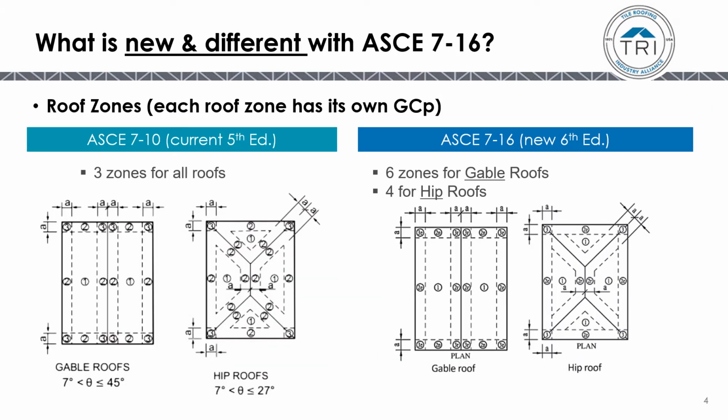The roof zones have changed. From ASCE 7-10, there were 3 zones for all roofs, 1, 2, and 3, with 3 being in the corners, typically with the highest uplift requirements. In ASCE 7-16, there are now 6 zones for gable roofs and 4 for hip roofs. They're still numbered 1, 2, 3, but now they differentiate whether it's at the eave or the ridge or at the other end of the roof, for example, on gable roofs. So they have a 2E or a 2R, depending on whether it's eave or ridge, with different values, or 3E and 3R for ridge or eave corners, and 2N for the ends of the gable roof.